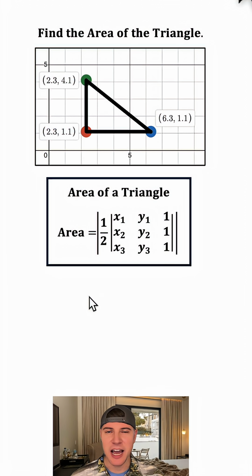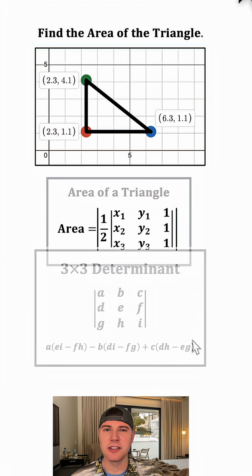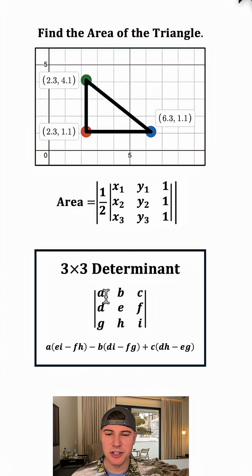The area of a triangle is the absolute value of 1/2 times the determinant of this 3 by 3 matrix, where x1, y1 is one of the points, x2, y2 is another point, and x3, y3 is the last point. And there's a couple different ways to find the determinant of a 3 by 3 matrix. This is the way that I always use. If you have a matrix A, B, C, D, E, F, G, H, I, you do all of this right here, and I'll show you a fun way to remember it.